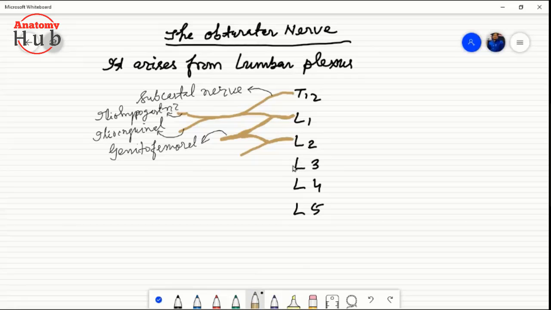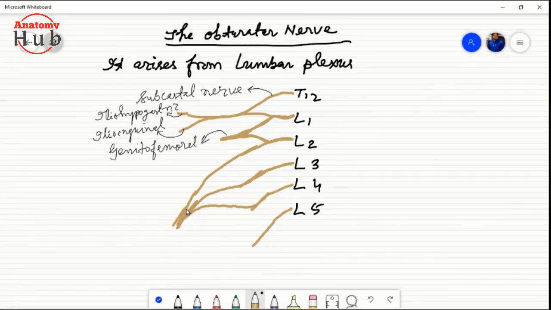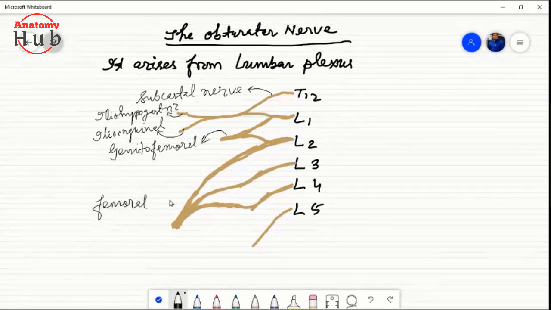Then here you will find the L3, here L4, and here L5. So from the L2, from the L3 and from the L4, all these three mix together, and here they form your femoral nerve. So this is your femoral nerve.